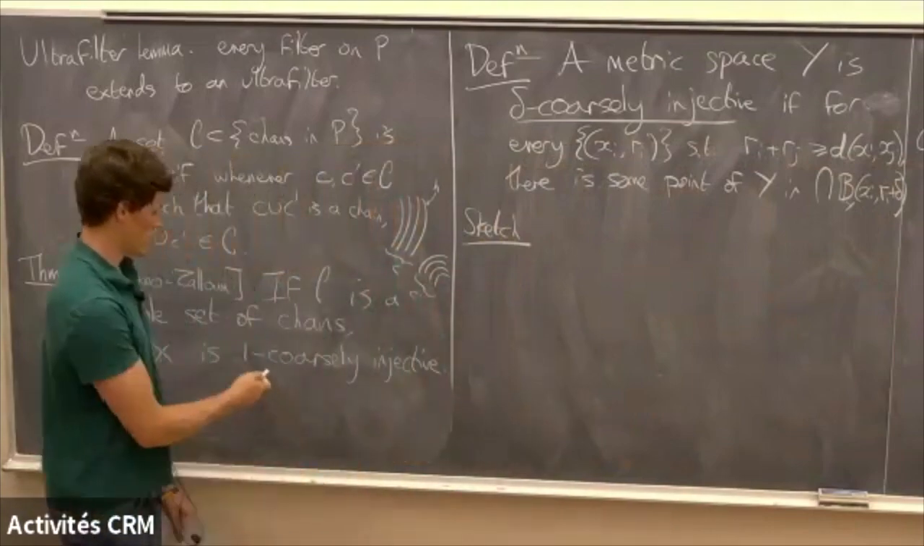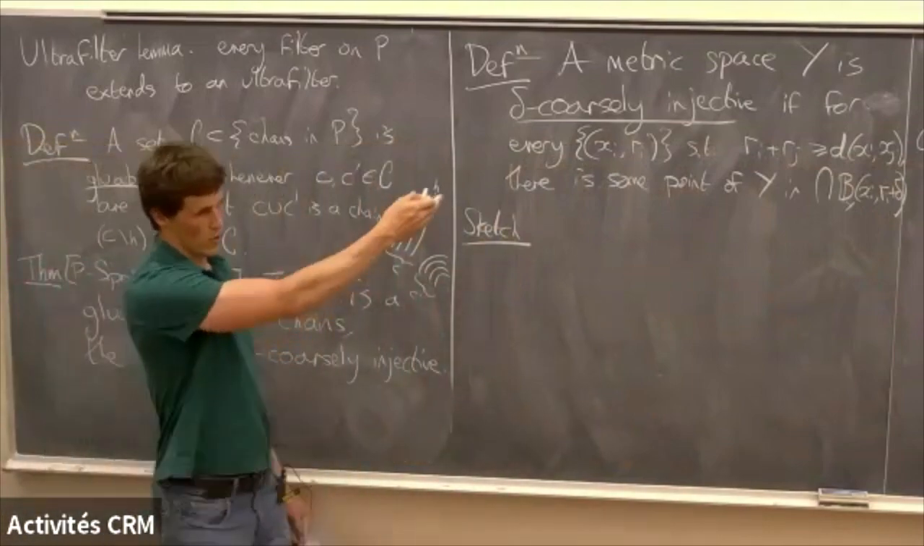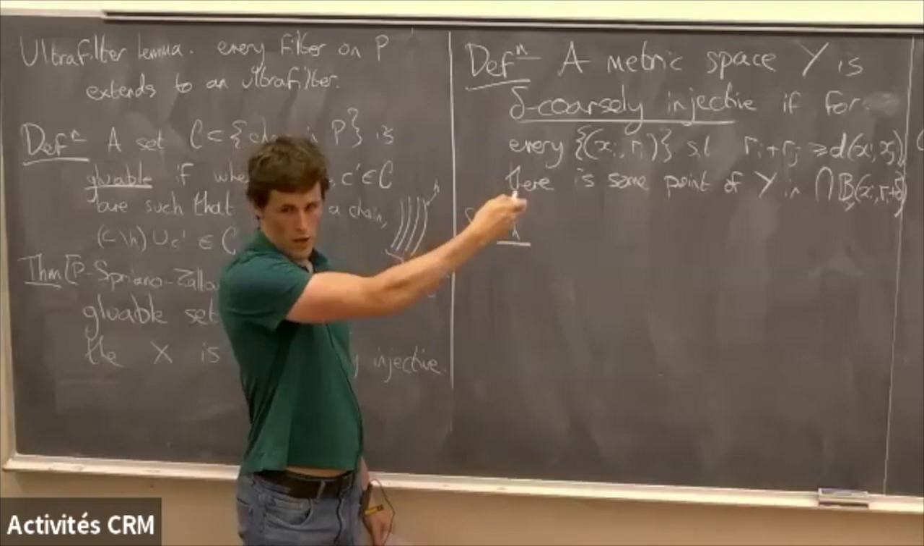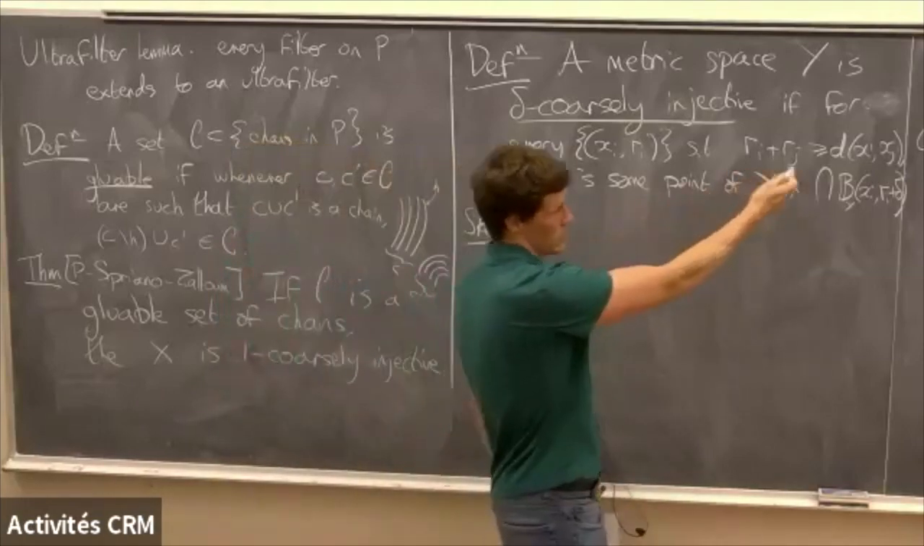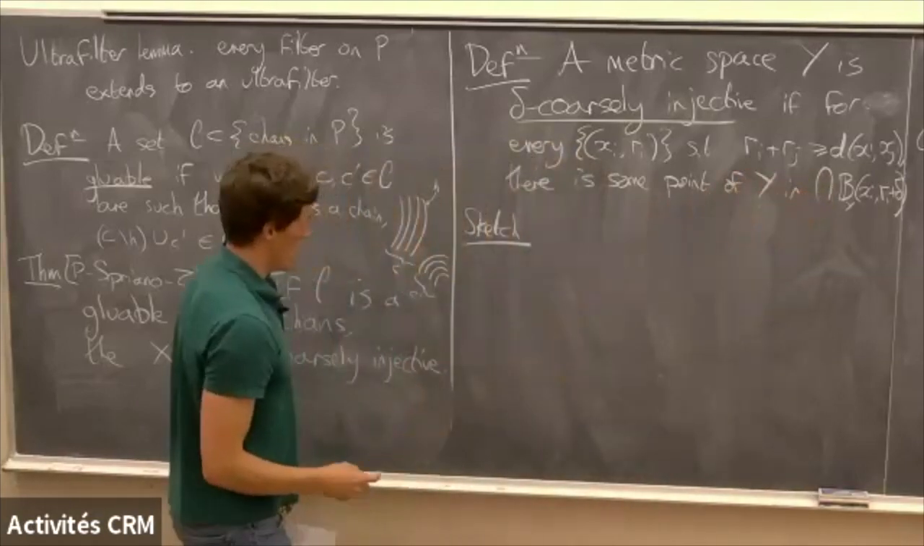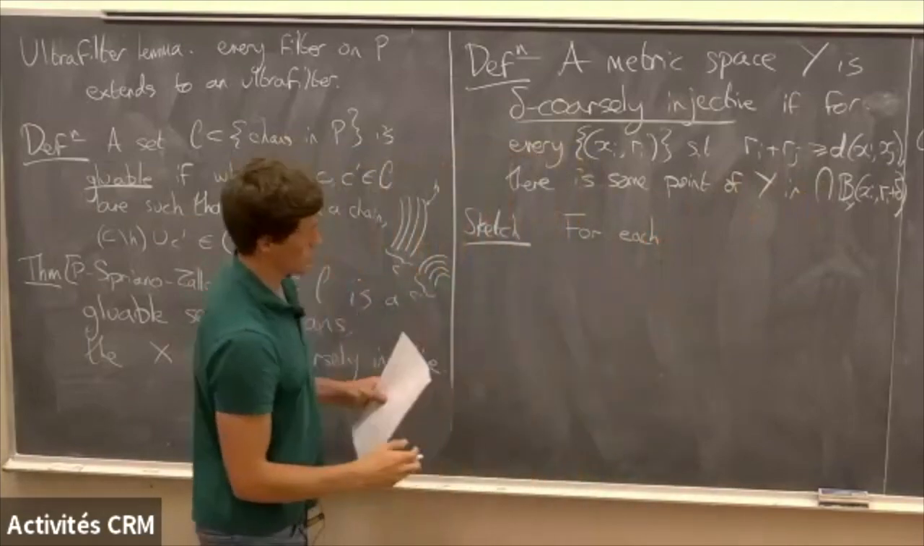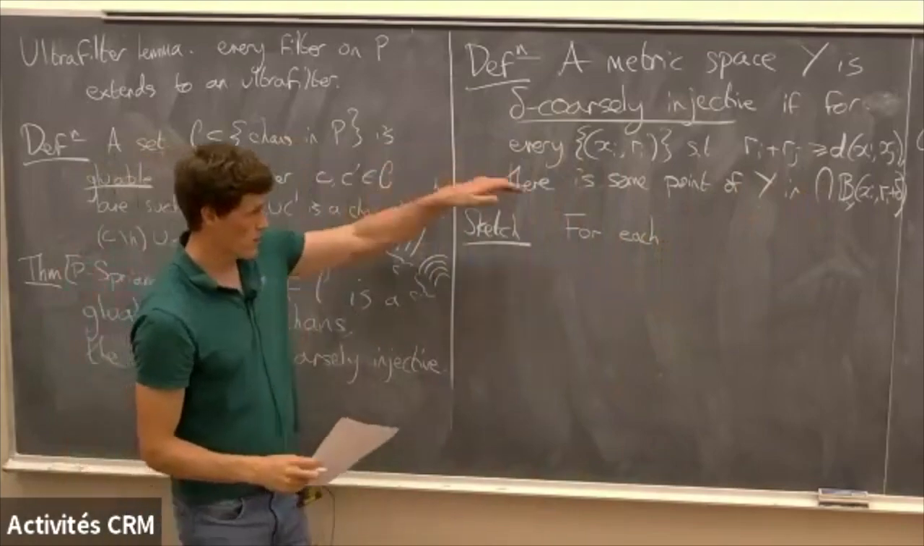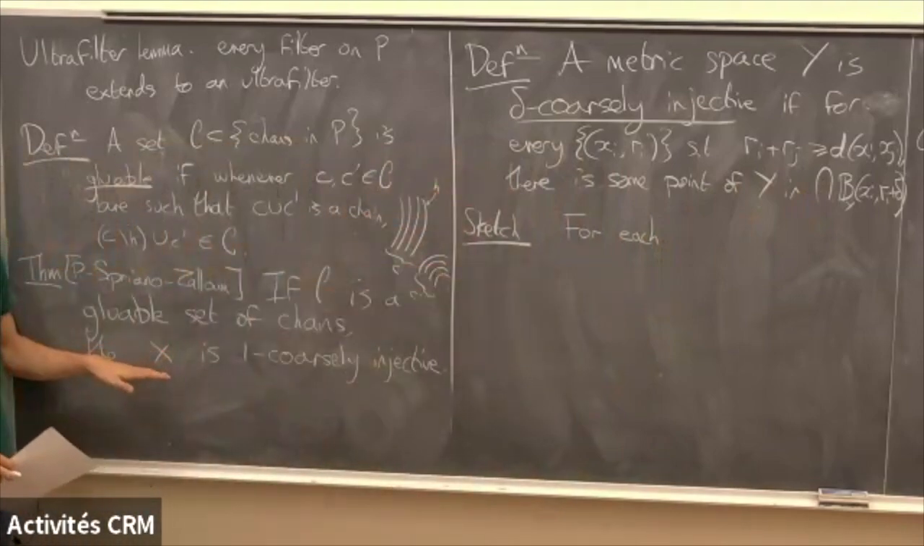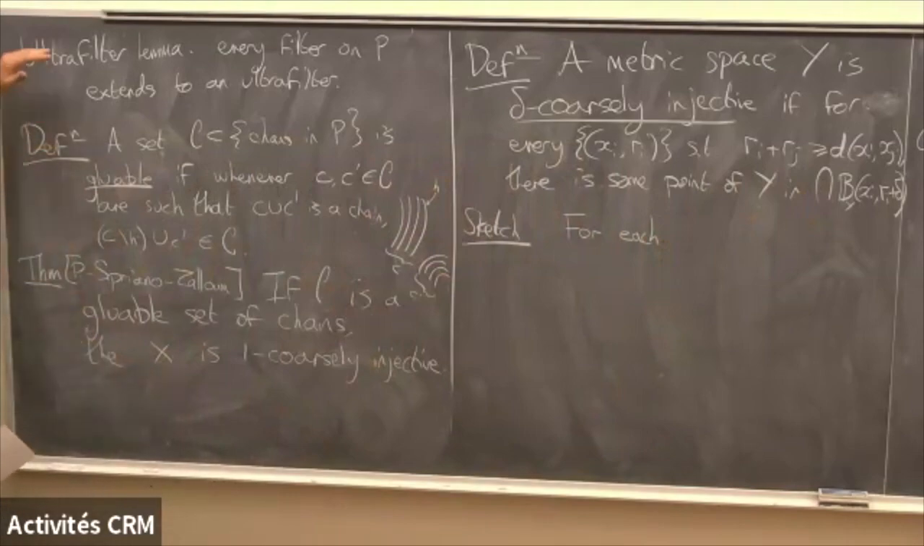To prove that it's coarsely injective, we start with a collection of points xi and radii ri such that this condition is satisfied. We're trying to construct a point in this space X. This space X is a set of ultrafilters, so we're trying to construct an ultrafilter. The ultrafilter lemma says that if you want to construct an ultrafilter, you just have to construct a filter. A filter is just an orientation of some of the walls.